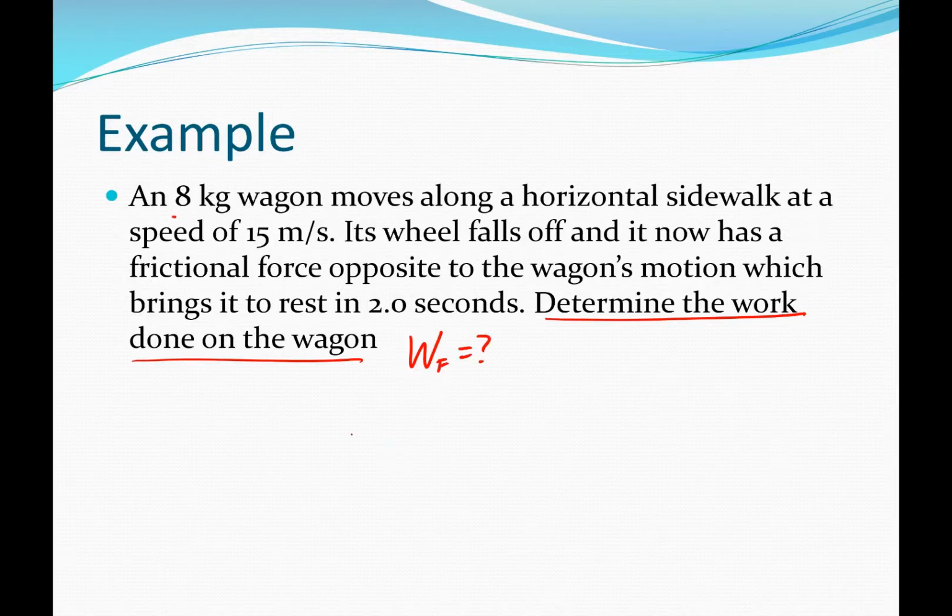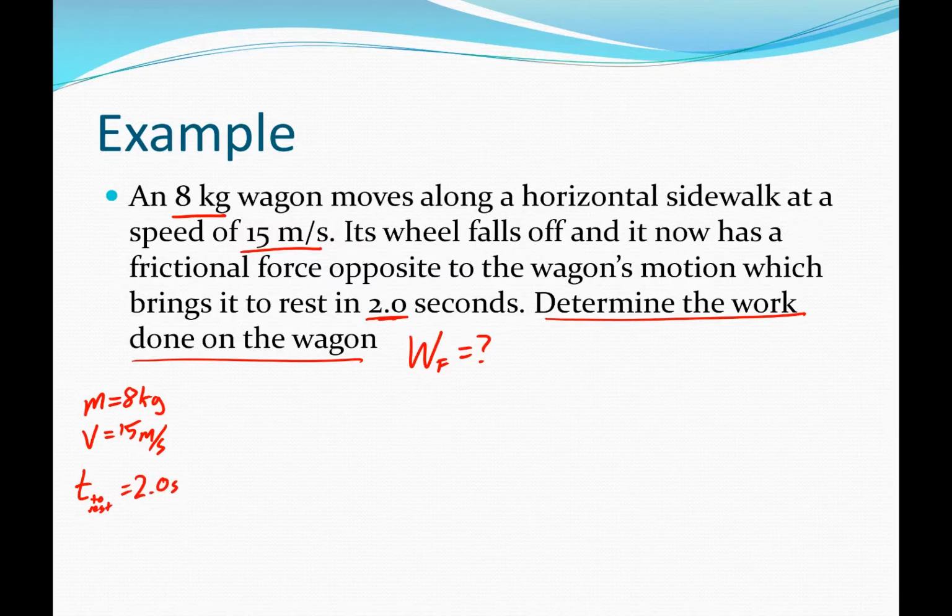We're given some information in the question. We have an 8-kilogram wagon, so we know the mass is equal to 8 kilograms. We know that it has a speed of 15 meters per second. And that's kind of all we know about it. We know when it comes to rest in 2.0 seconds. Time to rest equals 2.0 seconds.